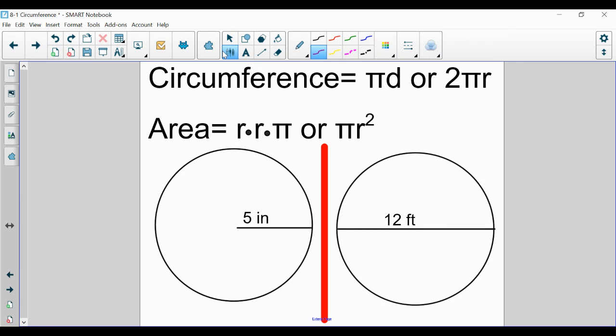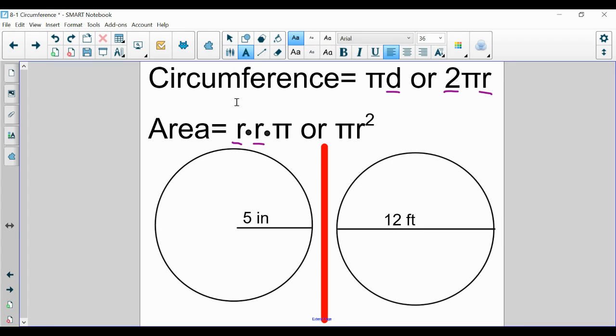So if I want to find the circumference of a circle, which is the distance around a circle, I would have to do pi, which I'm going to use 3.14, and then I'm going to say that times diameter. However, if I have a radius, I need to do 2 times the radius and then multiply that by pi. Finding area of a circle, I would need to use the radius of a circle. So I'd have to do radius times radius times pi, or pi r squared.